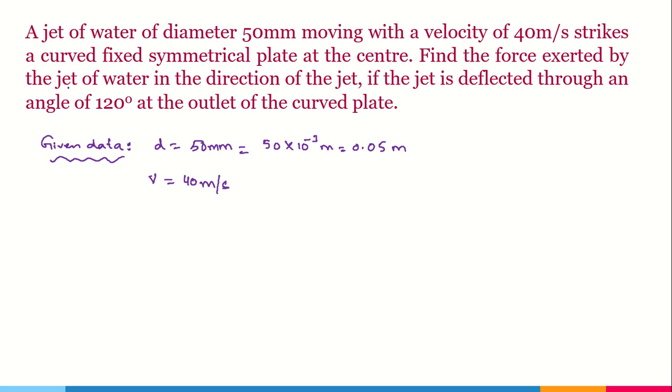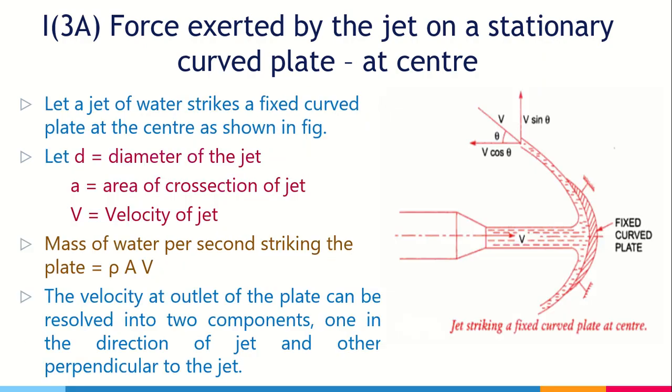Next, we need to calculate the force exerted along the direction of the jet, that means the Fx value, if the jet is deflected through an angle of 120 degrees. Don't take this 120 degrees as theta. It is the angle of deflection, it's not theta. What is the difference? See here, if you take this figure, v came out like this. If this is the horizontal, this angle is given to us as 120 degrees. This is called the angle of deflection. But this is our theta.